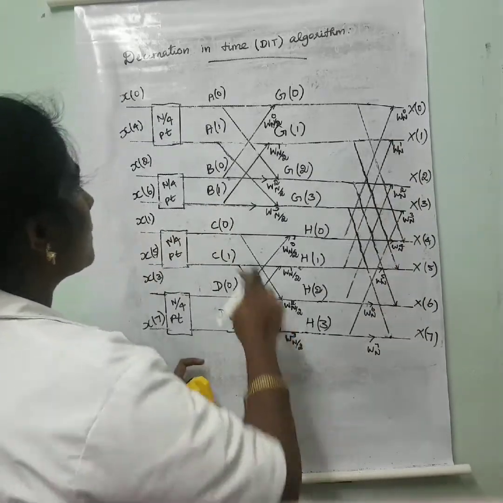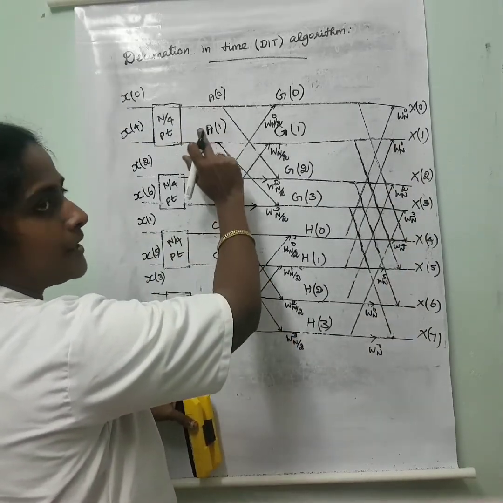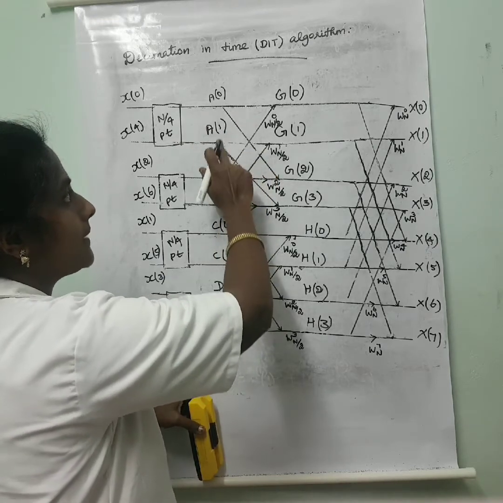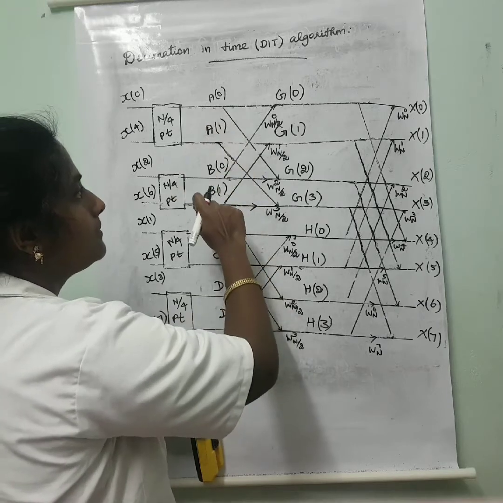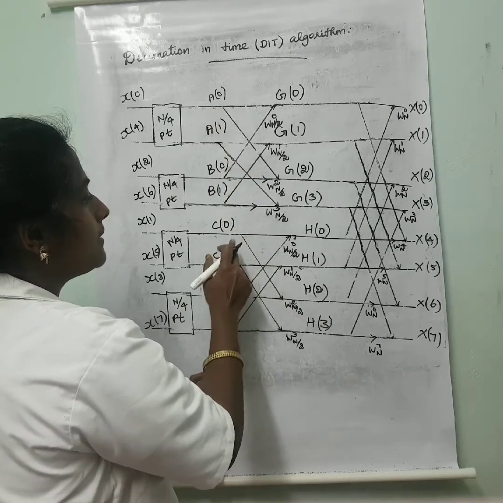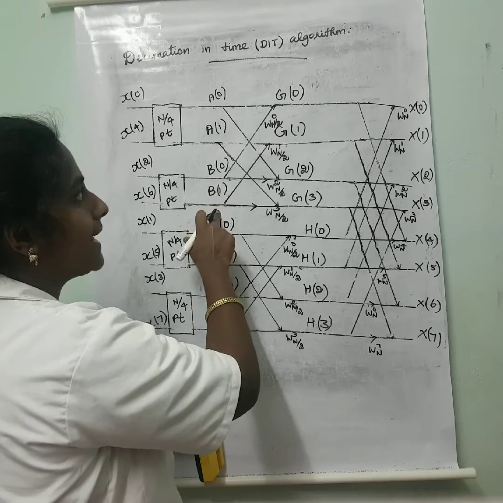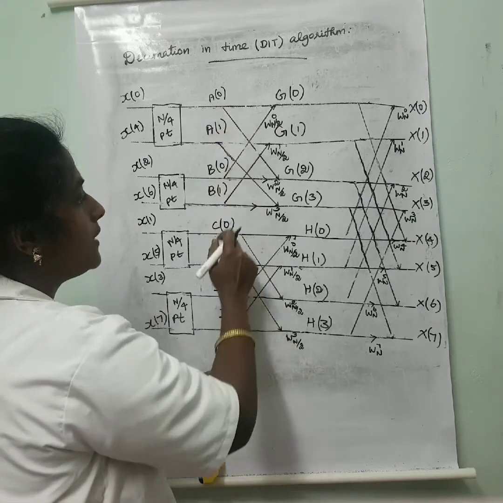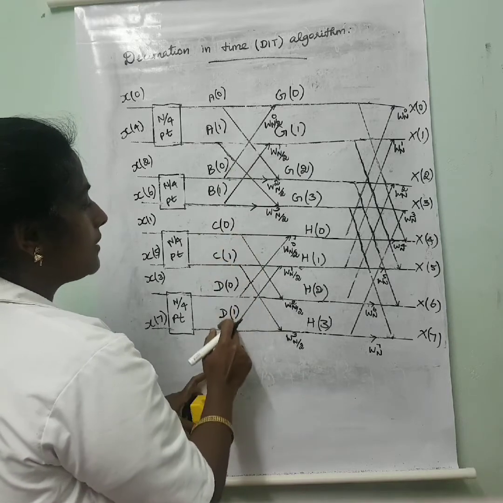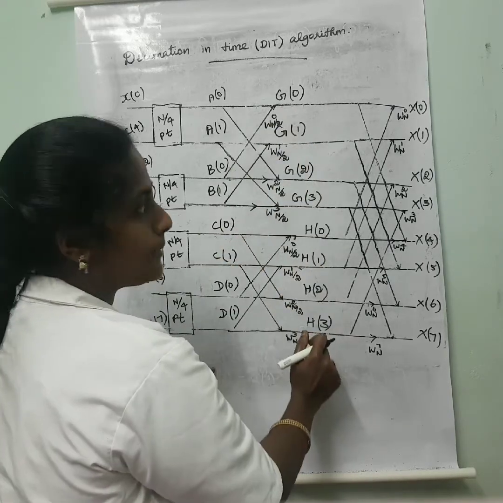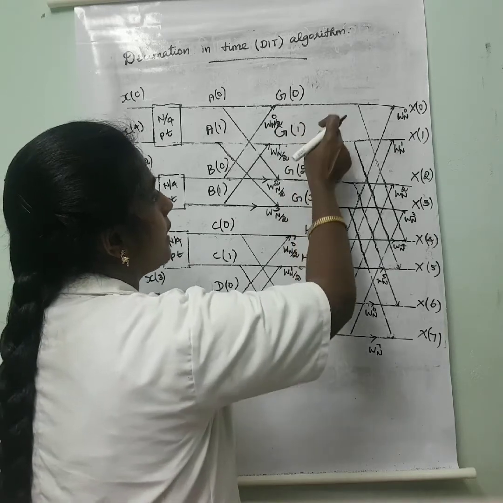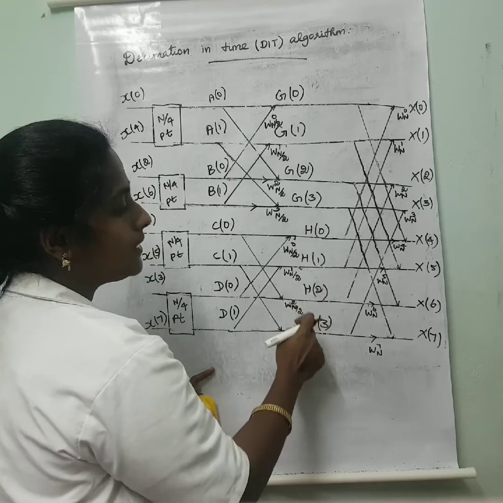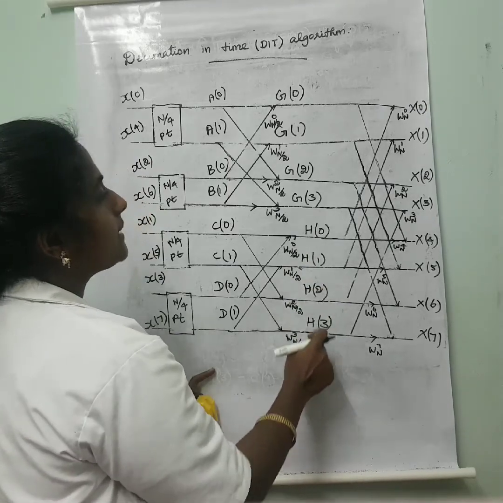Okay. Next, you have to mark here as a of 0. Previously you have seen this diagram. In the first stage you have drawn this diagram, that is a of 0, a of 1, b of 0, b of 1, c of 0. We have derived this equation. So a of 0, a of 1, b of 0, b of 1, c of 0, c of 1, d of 0, d of 1. This one only you have seen previously, that is g of 0, g of 1, g of 2, g of 3, h of 0, h of 1, h of 2, h of 3.